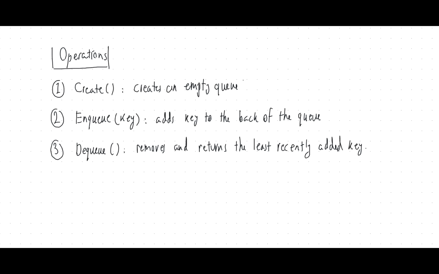Now, one thing to note here is that I said remove and return, right? So it does both. But in C++, for example, this operation of DQ is implemented as two separate operations. One of them only removes the least recently added key, and then the other one returns it without removing it. So in C++, it's implemented as two member functions that we will see later on in this video.